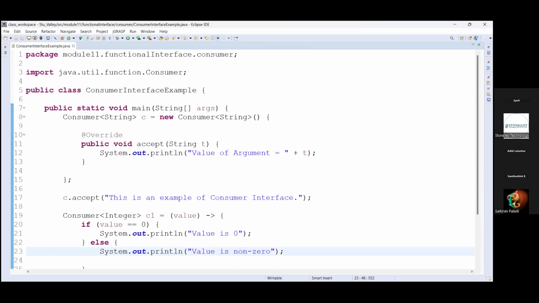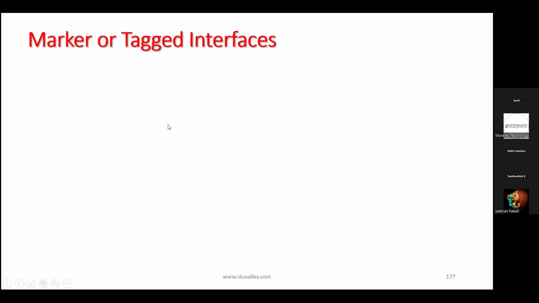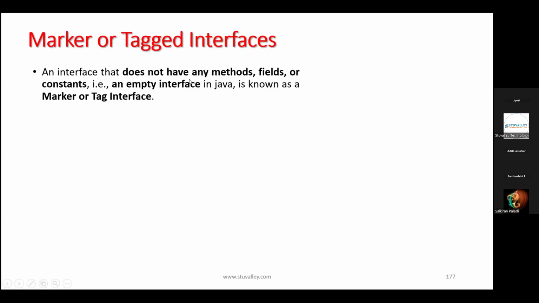Now, next, the second type of interface is nothing but marker or tagged interfaces. Marker or tagged interfaces don't have any body. Okay, that means they don't have any methods or fields or constants, nothing. It is an empty interface. An empty interface in Java is known as a marker or tagged interface.